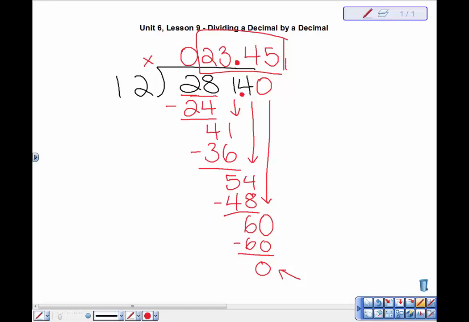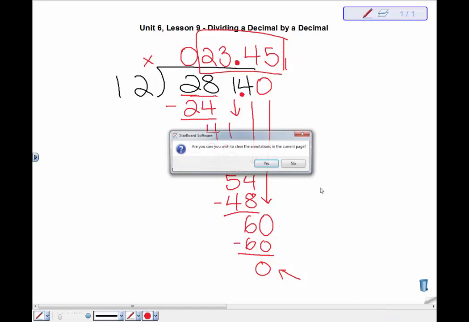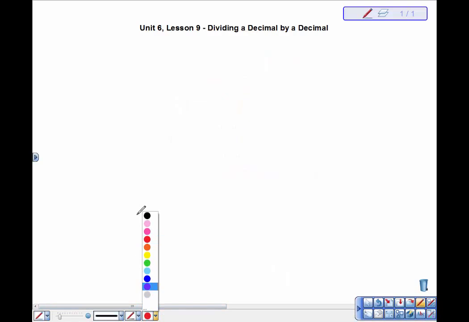This is really simple. Dividing a decimal by a decimal, the first thing you need to remember is to get rid of the decimal in your divisor by moving it to the right. And then you're going to move the decimal in the dividend the same number of places to the right. Really easy. Let's practice another one.